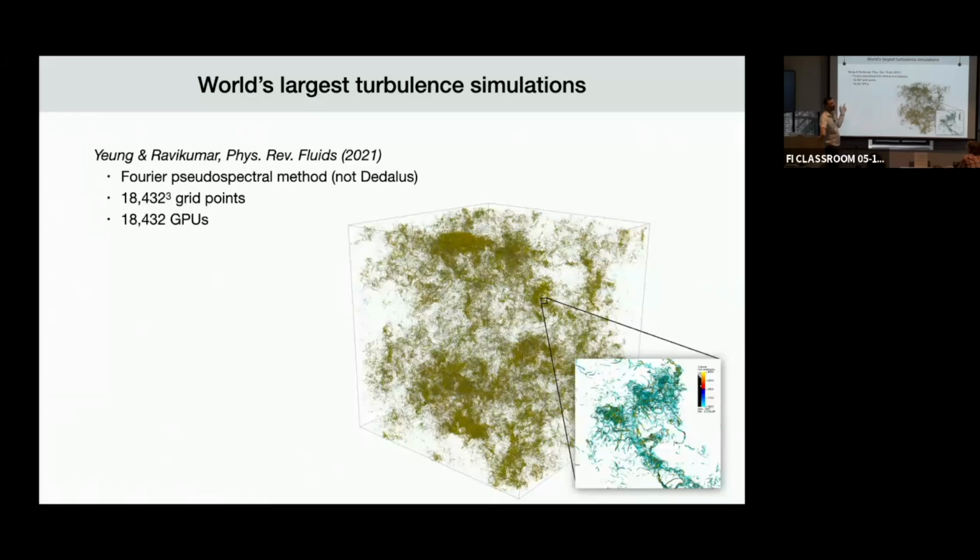So this is from P.K. Yeung's group from Georgia Tech. These are the largest published turbulence simulations ever. They ran 18,000 cubed Fourier modes here, which we're using as a proxy for grid points, and it runs simultaneously on 18,000 GPUs. So this is like an insane box, right? It's really hard to even visualize. You have to zoom into some tiny fraction to even see any structure. But these are the largest published simulations. And last year, at a conference, I think they announced they're up to 24,000 cubed now.